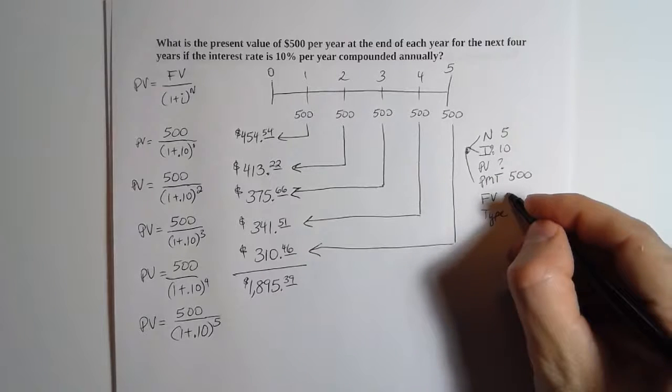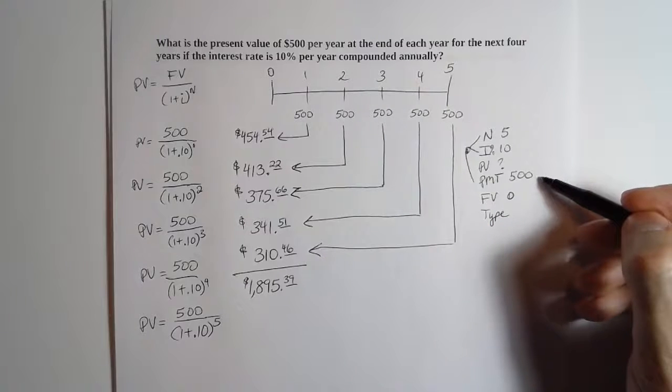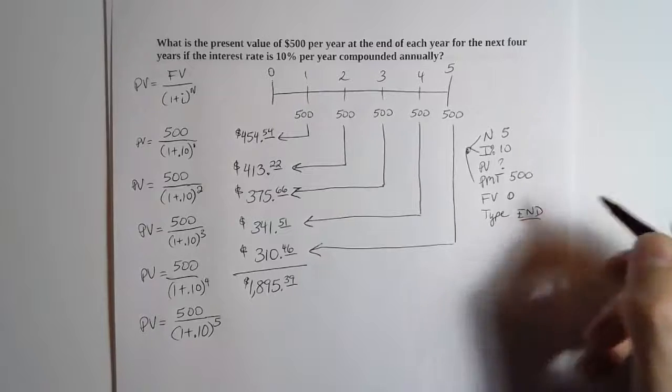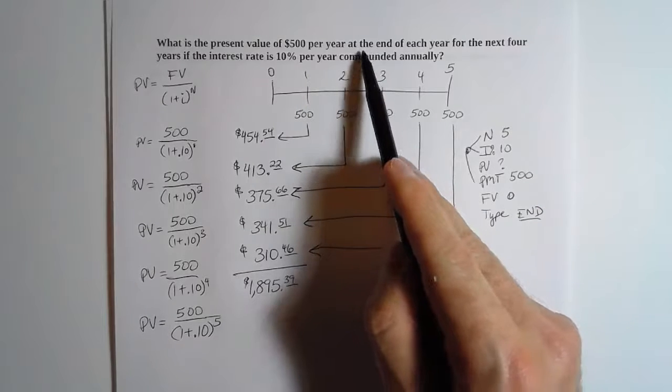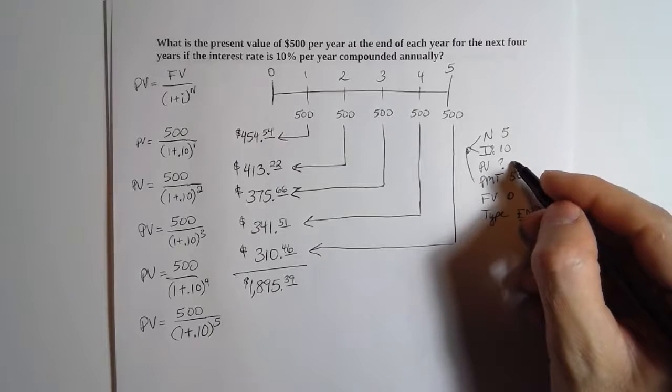Future value is 0 because we have accounted for all the cash flows in this payment line. And type will be end because we're getting this $500 at the end of each year. So if you then solve for present value, I'll give you a moment to pause the video to do that.